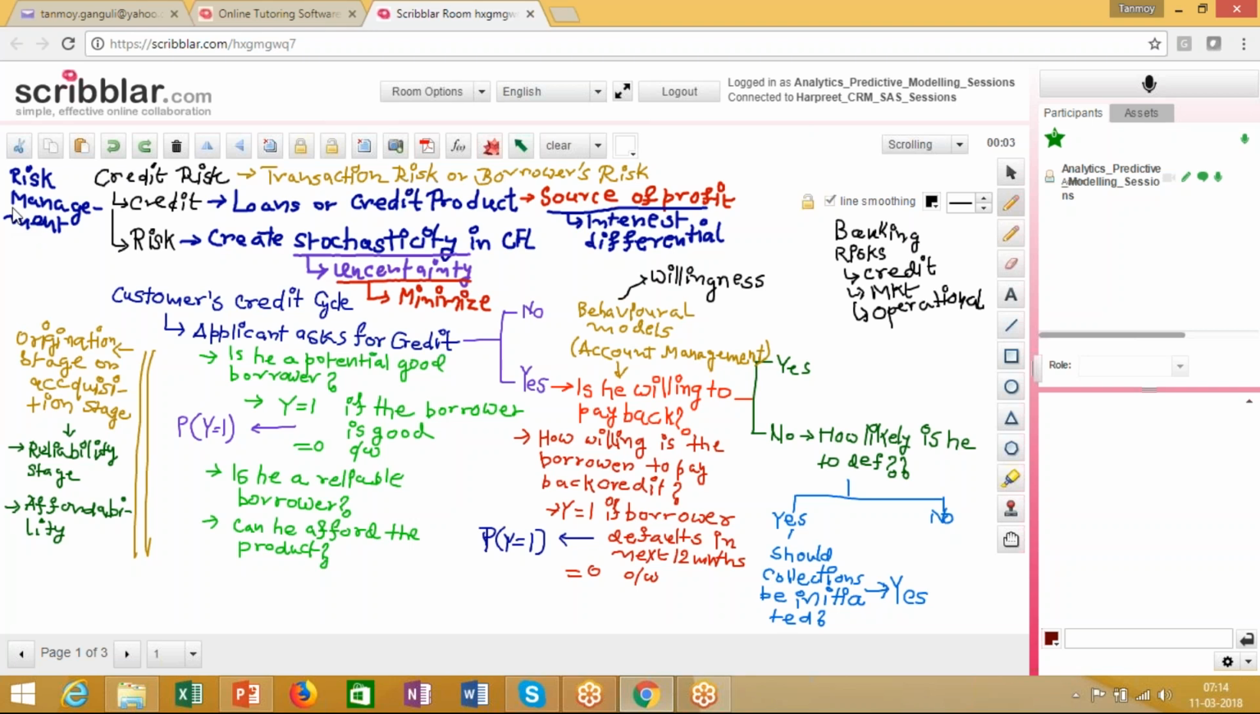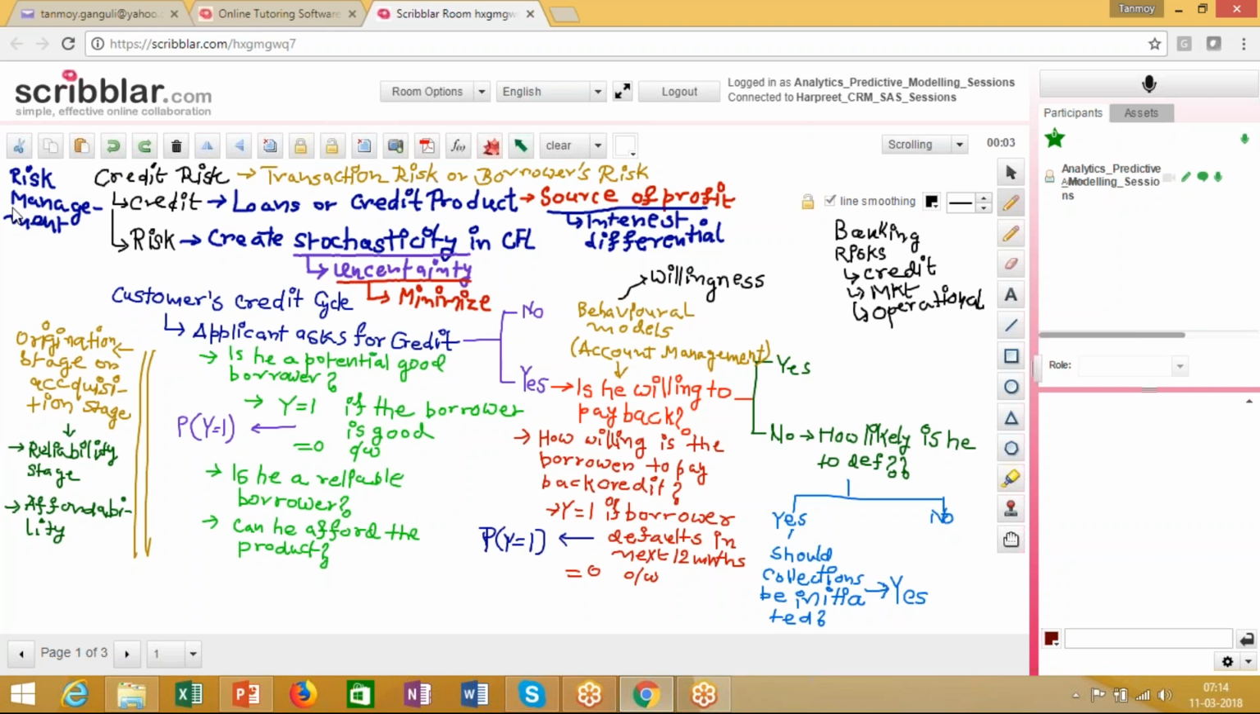At the behavioral stage, the question that we generally tend to ask is how likely is a borrower to default. If a borrower is likely to default, should collections be initiated and so on. So a customer's credit life cycle begins with origination and it terminates with either closing the account or going into collections and then finally going into write-offs. This is the overall idea of the customer's credit life cycle.